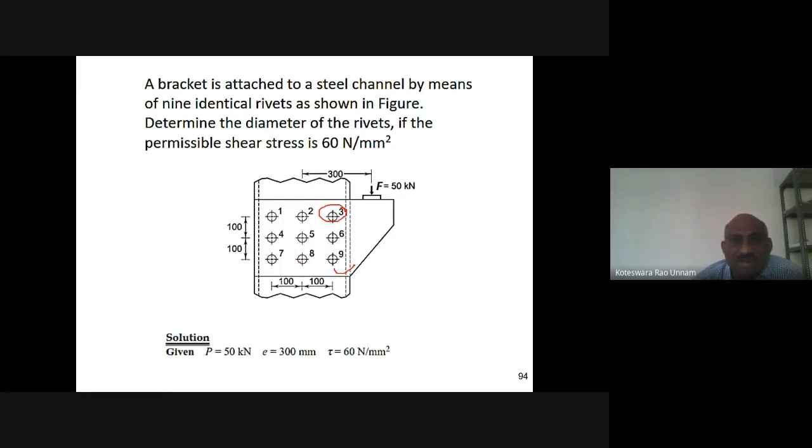Okay, now I'll show you the calculation part here. These are the given data he has given in the problem. Straight away, primary shear force is nothing but the applied force 50 divided by the number of rivets. Here the number of rivets is 9, so I get 5555.56 newtons. That is the primary shear force, which is the same for all the rivets.